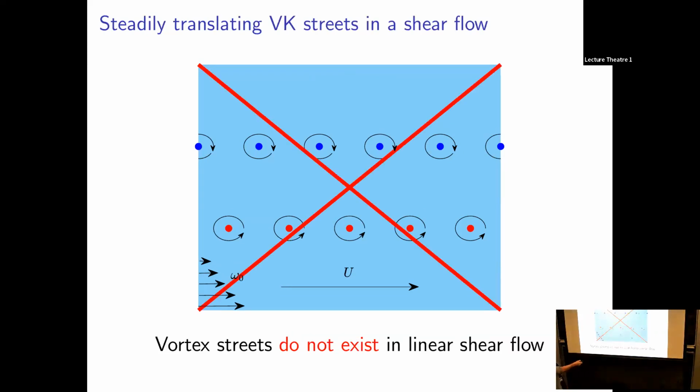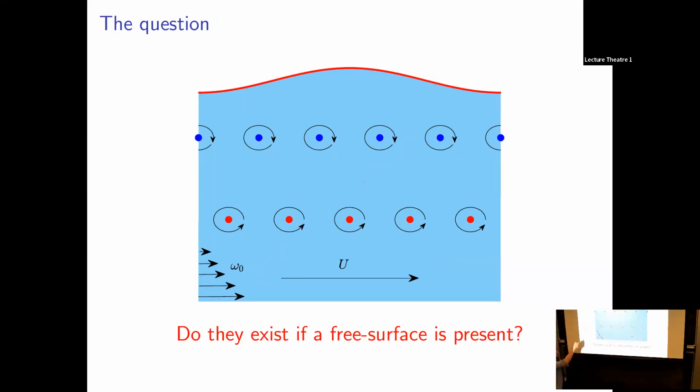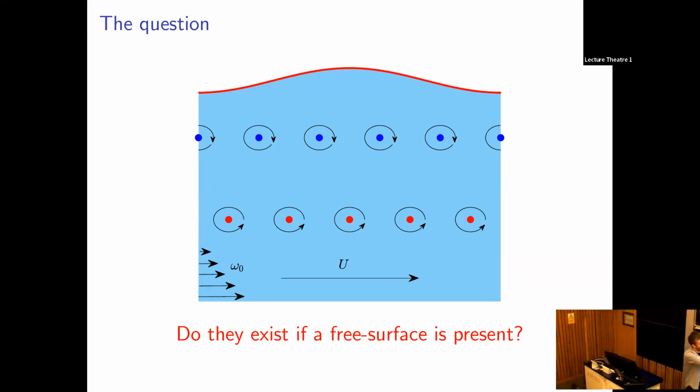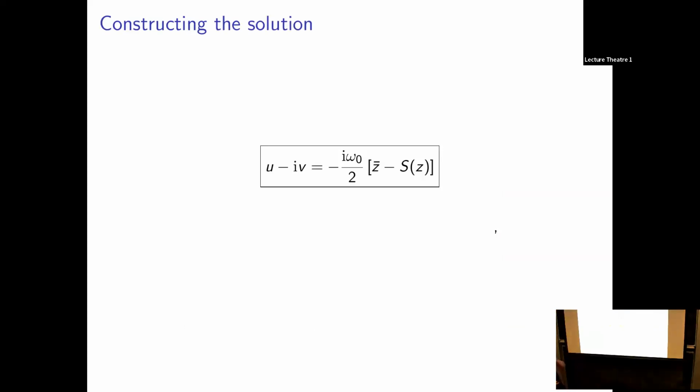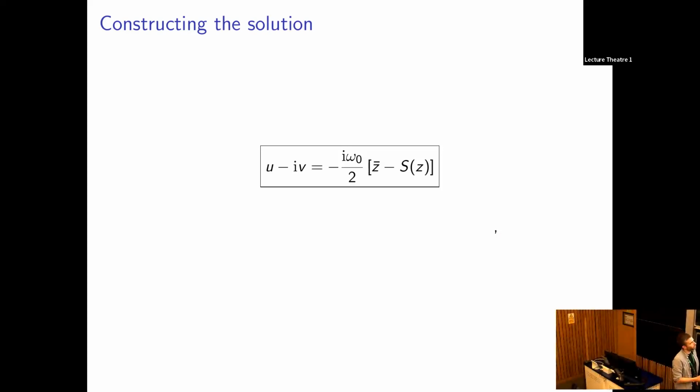Okay, so they don't exist in a linear shear flow if it's unbounded, but if you add a free surface on, do these vortex streets exist? So this was what I managed to show in my COVID hole. So now I'm going to construct a solution. This is a bit more of my contribution to the problem.